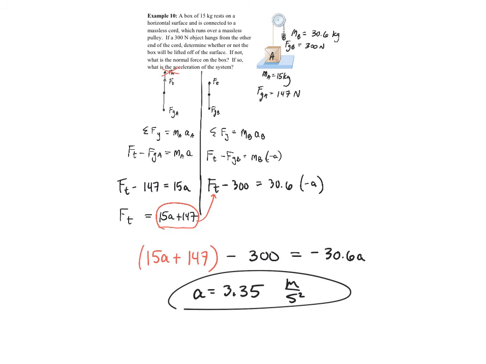But what about the cylinder? How would you give an answer for the cylinder? It specifically said, what is the acceleration of the cylinder, Juliet? Negative 3.35. The box, positive 3.35. But this problem says, what is the acceleration of the system? There's no way you can give both of those answers.